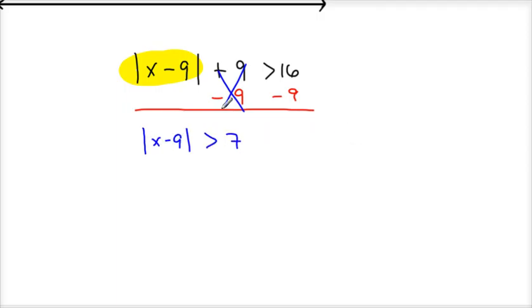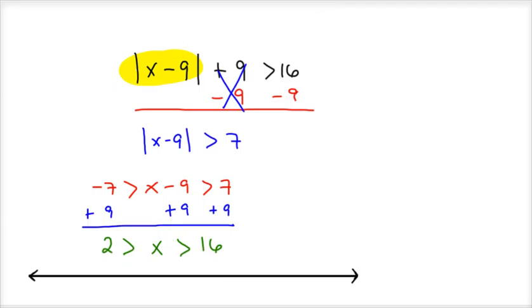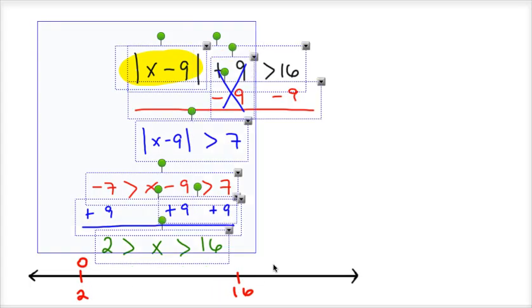Okay, can this be greater than 7? Can the absolute value be greater than 7? Absolutely. So here we have x minus 9 is greater than 7 or less than negative 7. Solve this one-step equation, plus 9 on both sides. All right, so we have 2 is greater than x, or x is greater than 16. Beautiful. Let's bring down our number line. So here we have 2 and 16. Open circle on both. Let me bring this up a little bit here.